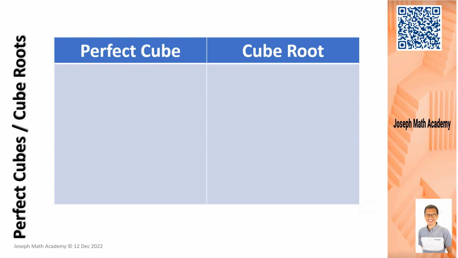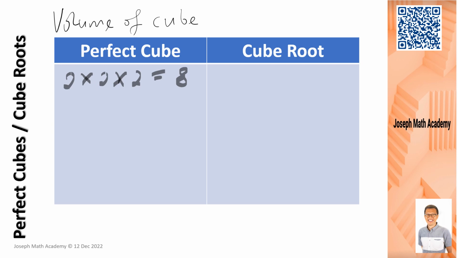Now, perfect cubes actually have a similar idea as the volume of a cube. A cube has all equal sides. A volume involves three dimensions: length, breadth, and height. So if we have a cube of side 2 cm, then we'll have 2 times 2 times 2, that gives us 8. Length is 2, breadth is 2, height is 2, so the volume is 8. And 8 is a perfect cube.